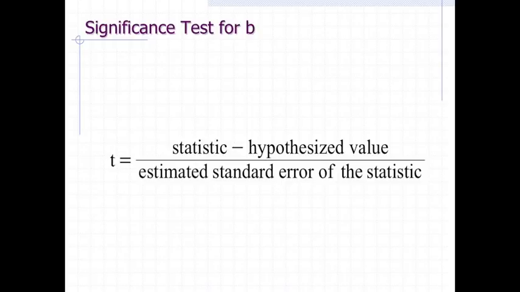Recall that the general formula for a t-test is the calculated statistic minus the hypothesized value of the statistic, divided by the estimated standard error of the statistic. As applied here, the statistic is the sample value of the slope, b, and the hypothesized value is 0. There are n minus 2 degrees of freedom for this test, where n is the number of pairs of scores.